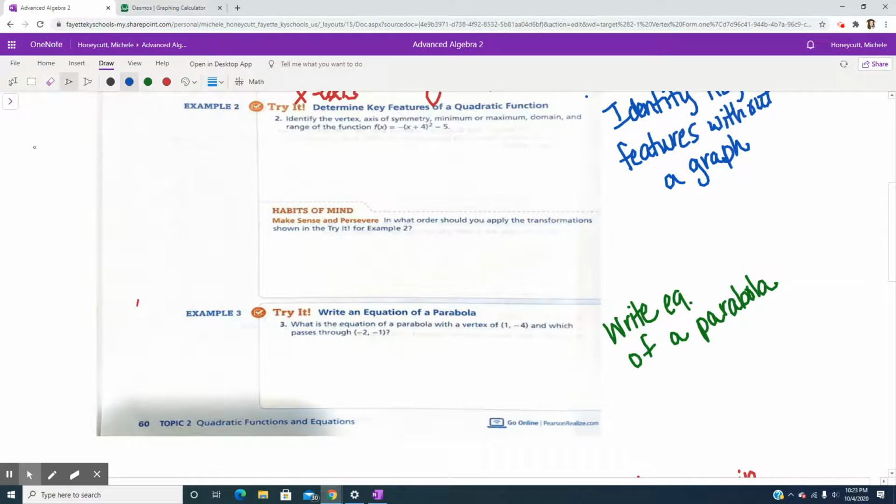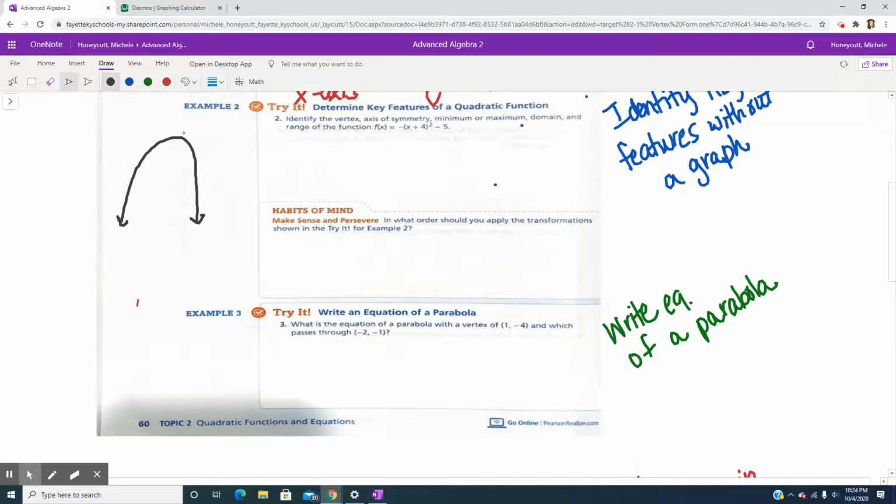Now in example 2, I have to look at the equation and determine all of these features without even graphing. So I'm going to go with my vertex form again, and I'm going to say, okay, well, first of all, I know that this parabola has a negative out front. So automatically that tells me that my parabola opens down. So I'm just going to come over here and sketch that because it kind of helps me a little bit. Okay, so my parabola opens down.